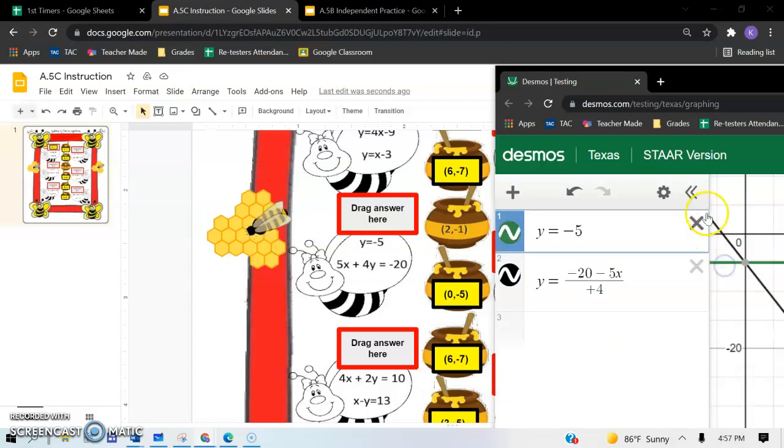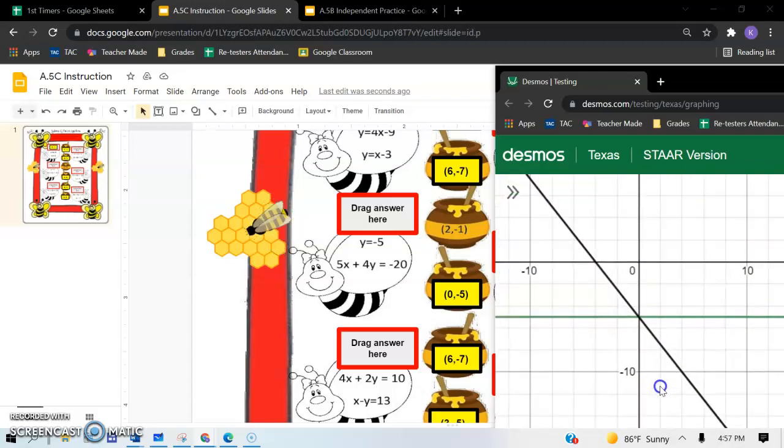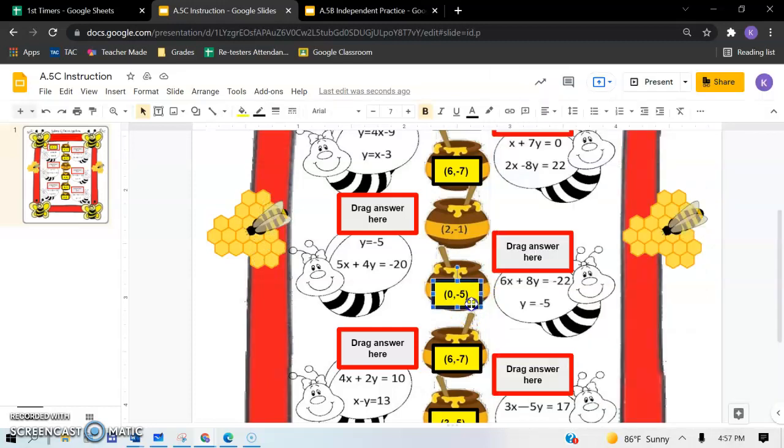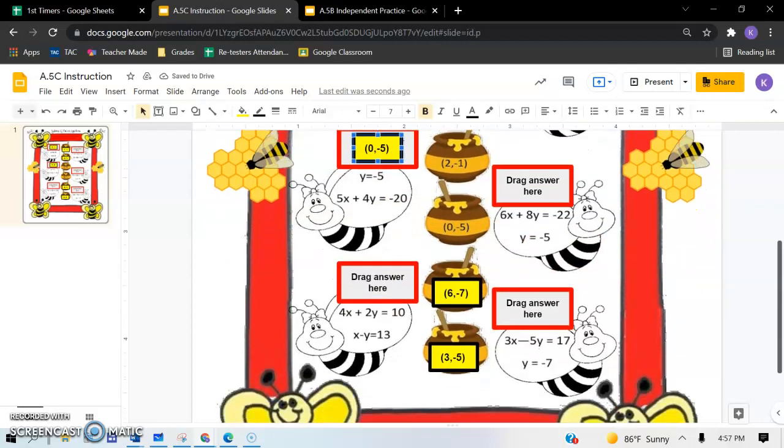So automatically I can see where they cross. They cross around there, right there. So the answer is 0, -5. So I get my answer and I drag it right here. Let's go on to the next one.